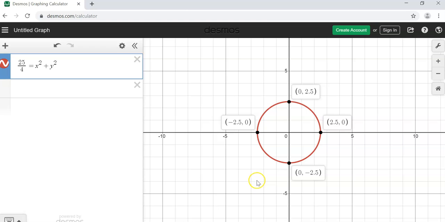Let's go ahead now and start talking about some different transformations. So some horizontal transformations of the circle and some vertical transformations or translations of the circle.